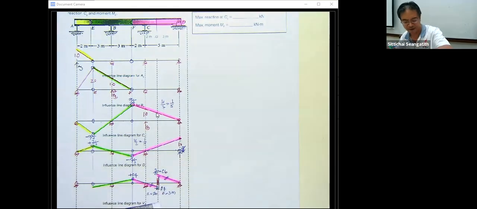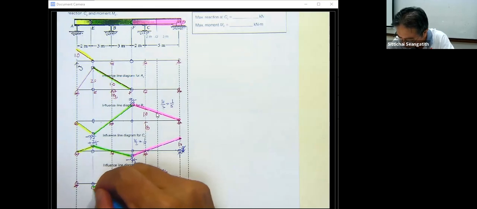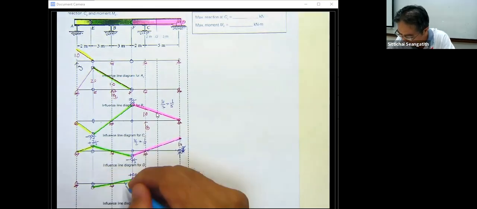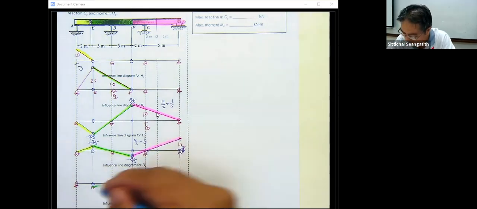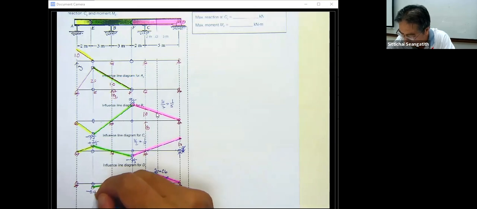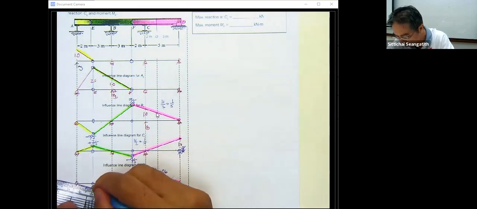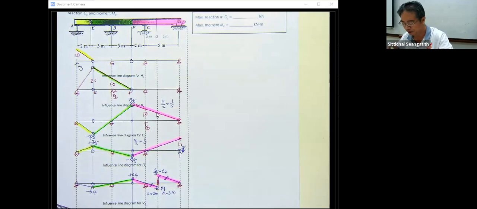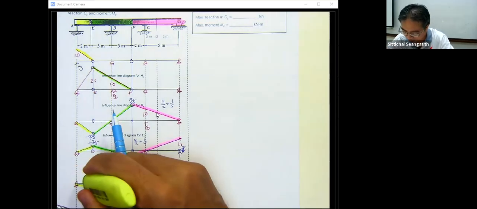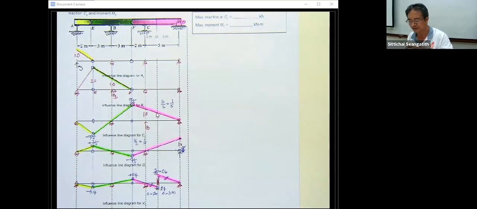And then we have this one as the rotating point. This one is 3 meter, this one 3 meter, minus 0.4. And the last one is this one, which we put in yellow. Okay, this is the influence line of V sub T.